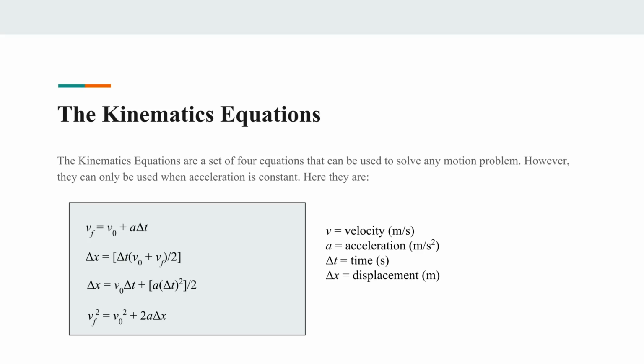They can all be derived from the acceleration equation, the velocity equation, and the definition of average velocity. Those together can help you derive all 4 of these equations. But I can't do them here. It would take too much time. So I'll just give you these 4.